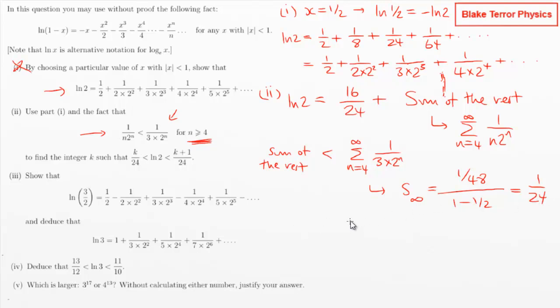So that means then that log 2, we know it's greater than 16 over 24, and then it's going to be less than 16 over 24 plus 1 over 24.